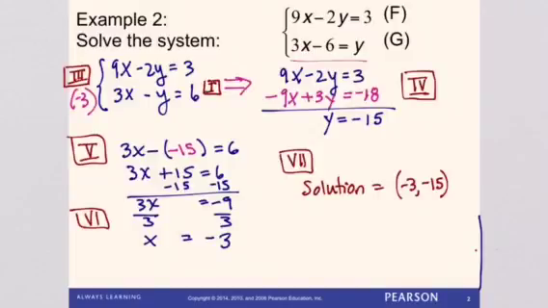Okay, so here's the problem worked out. You can pause it, look at my work. The solution I got was negative 3, negative 15. Make sure that you're showing your work. Even if it doesn't look exactly like mine, you need to show your work.